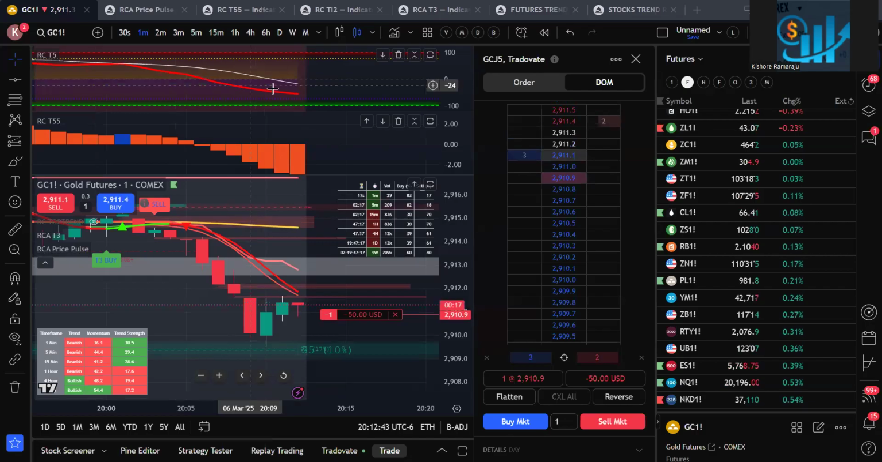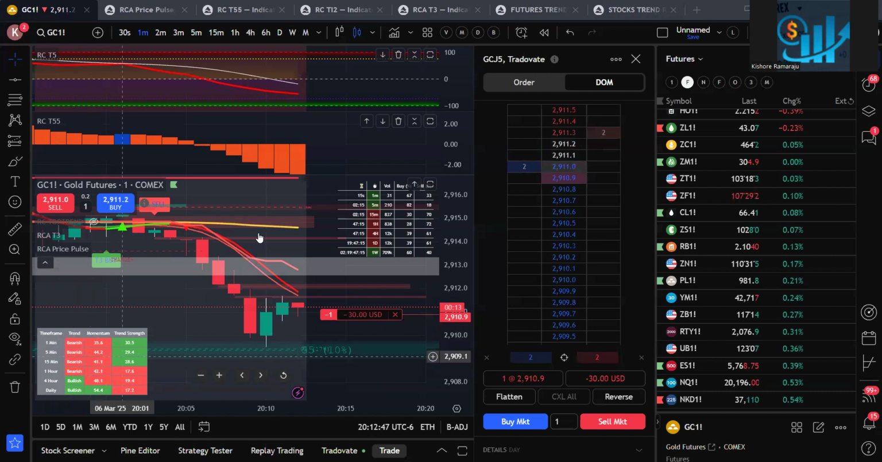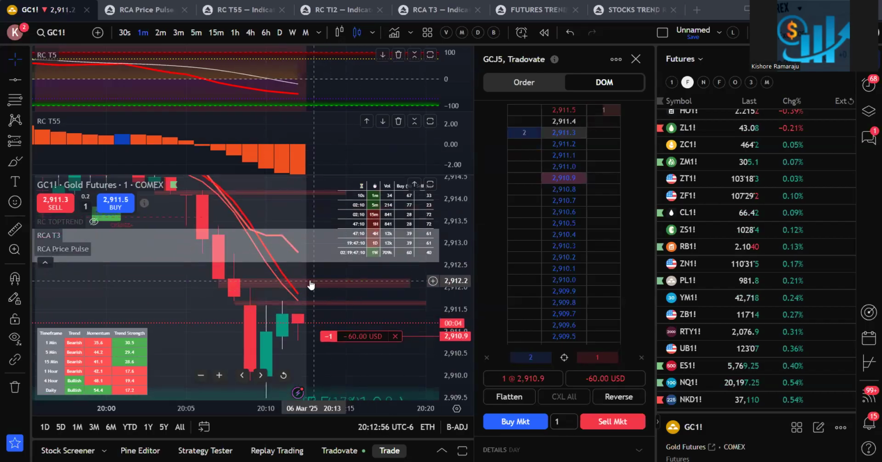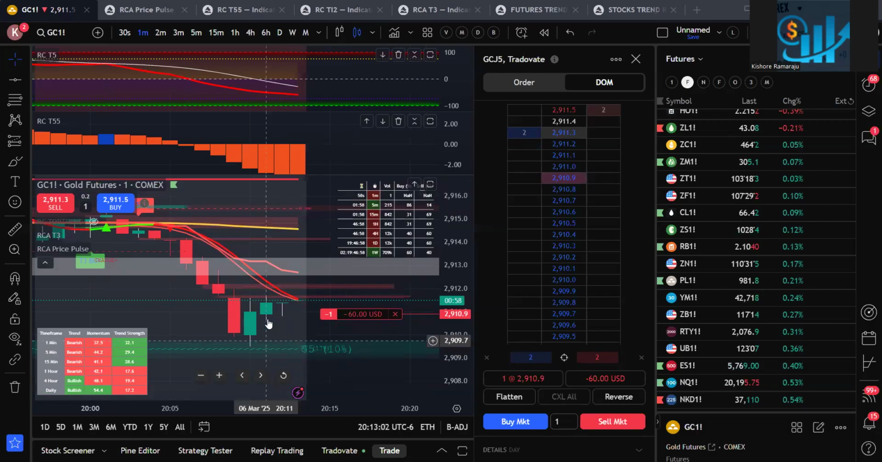Still, sellers are in control. Sellers are in control. And then it should come all the way again one more time. So we can see a lot of sellers here. Your T5 is red, price pulse is red, everything is looking red. So we took a short.